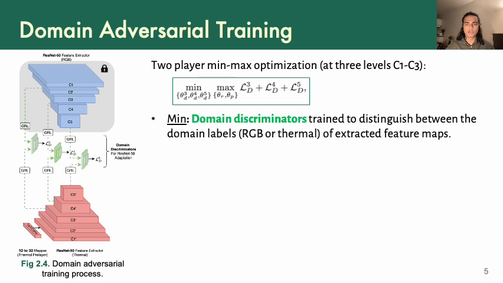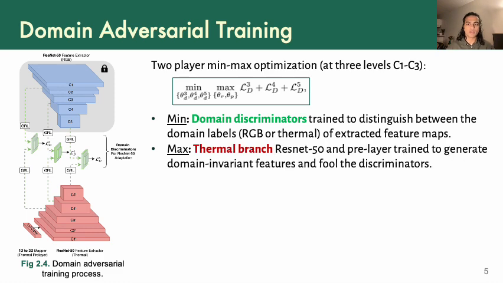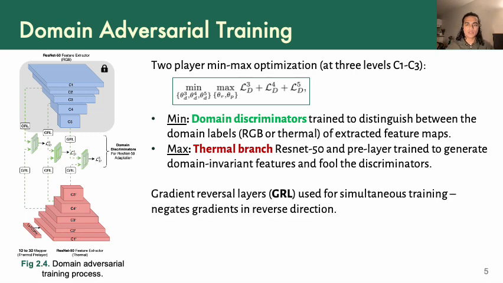Domain adversarial training is modeled as 2-player min-max optimization. 3 domain discriminator CNNs are trained to distinguish between the domain labels of ResNet 50 feature maps at 3 different levels, while the thermal branch is trained to generate domain invariant features and fool the discriminators. Using gradient reversal layers in between them that act as the identity function in the forward pass and negate gradients in the backward pass allows us to train this component simultaneously.